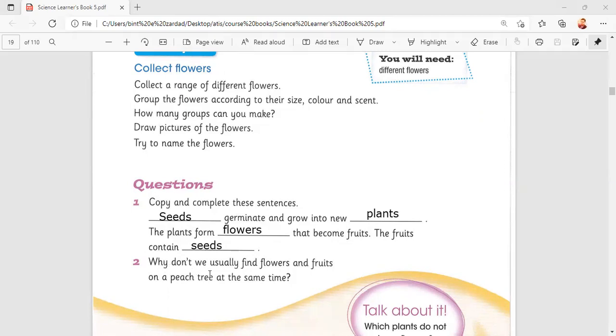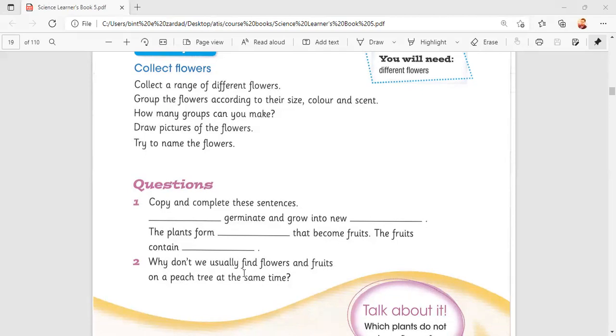Question number 2: why don't we usually find flowers and fruit on a peach tree at the same time? Actually, I told you here, flower changes into fruit. The flower finishes, then the fruit comes. So it is not possible to have both things, flowers and fruit, at the same time.